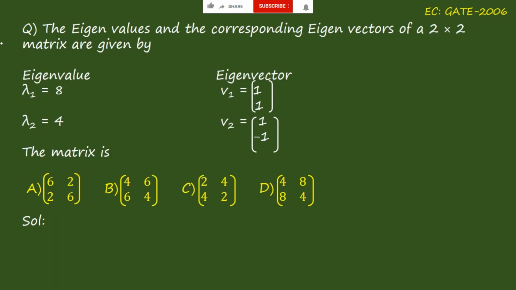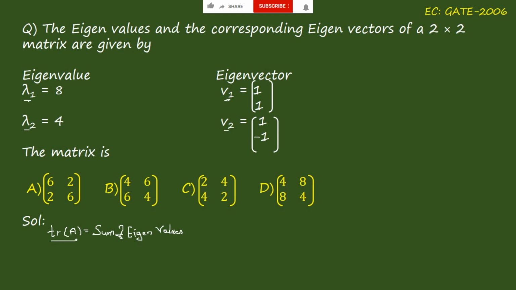The question is: eigenvalues and corresponding eigenvectors of a 2 cross 2 matrix are given. The eigenvalues lambda 1 and lambda 2 are 8 and 4, and eigenvectors v1 and v2 are given as 1 1 and 1 minus 1. We have to find out which of the matrices would be satisfied with respect to these eigenvalues and eigenvectors. For this one, we know one simple thing, right? Trace of a matrix A is equal to the sum of eigenvalues. Yes or no?